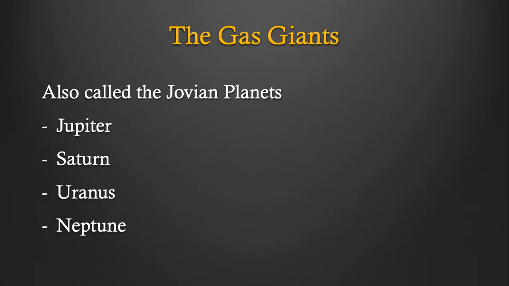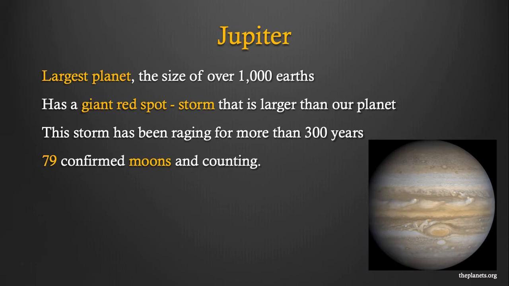All right, the gas giants, also called the Jovian planets. We've got Jupiter, Saturn, Uranus, and Neptune. Jupiter is the largest planet, the size of over 1,000 Earths. It has a giant red spot, which is a storm. It's larger than our planet. And the storm has been raging for more than 300 years. Ever since people could get a close look at Jupiter, they've noticed the red spot, which is a storm. Jupiter has currently 79 confirmed moons, and that number's going up as new objects are sighted.